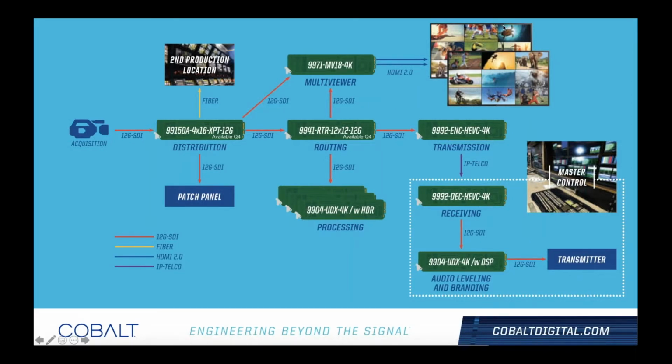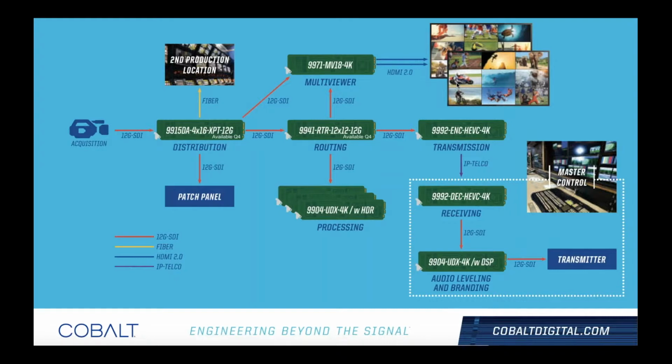So moving along, we're getting into now the rest of our product line, which deals with end-to-end 12G SDI workflows. This slide here represents all the different features and functions we have in 12 gig. From acquisition, we can take a signal, DA it to a patch panel, or take it over fiber to a second production location, and then also put it into a router. As we mentioned earlier, we have a small 12G SDI router that could then distribute signals to a multi-viewer or your 4K processing until you finally go to the encoder card.